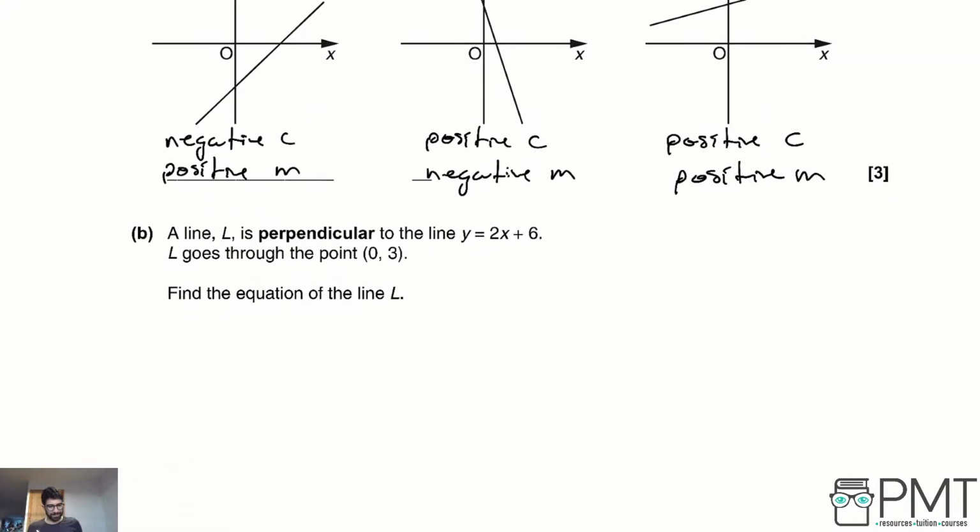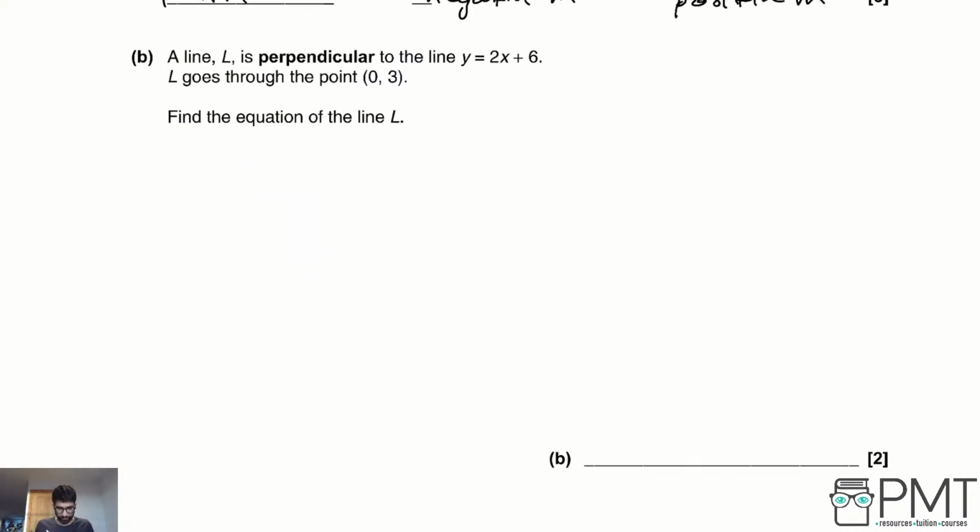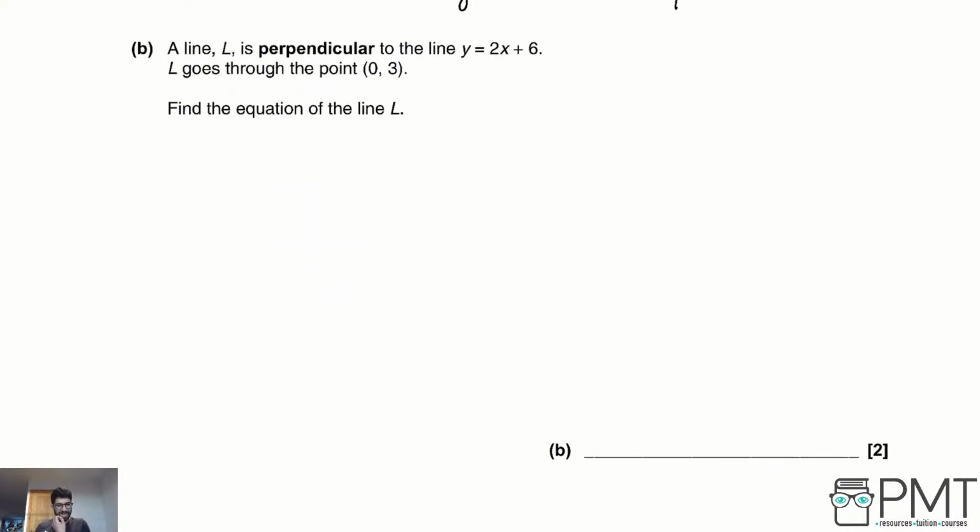Part B. The line L is perpendicular to the line y equals 2x plus 6. It also goes through 0, 3. We want to find the equation of L. Right, two pieces of information, intercept and the gradient. What's the gradient of this? We need to find out. We don't really know that now, but it's perpendicular. However, we have got the intercept. From that, you can write c as 3. So that's the easy bit.